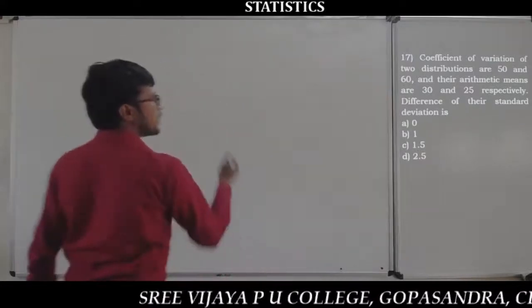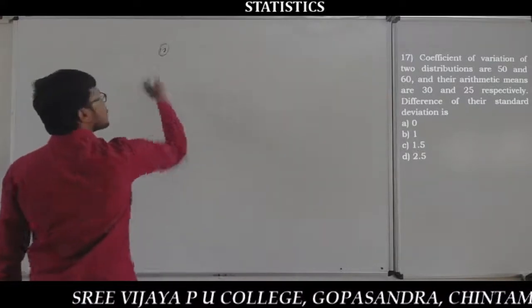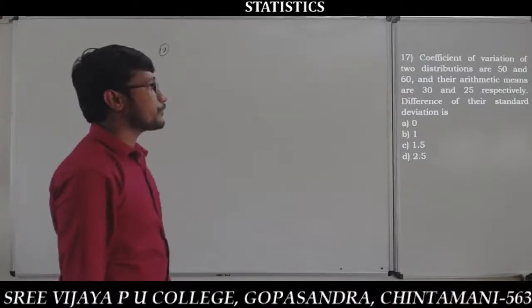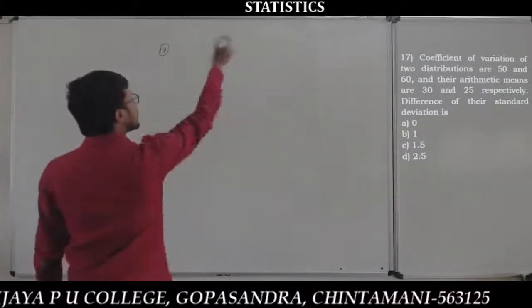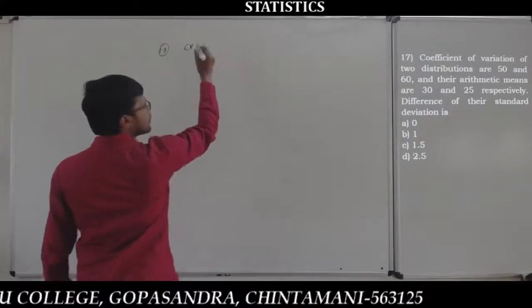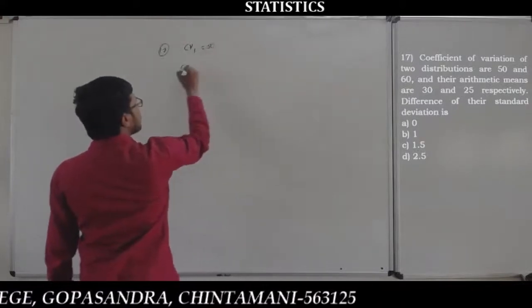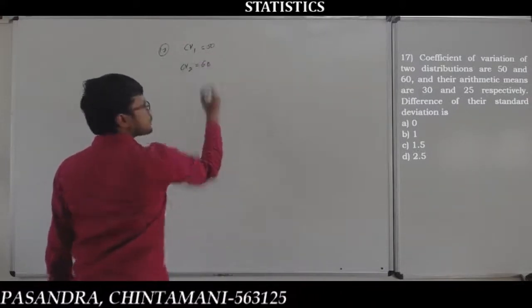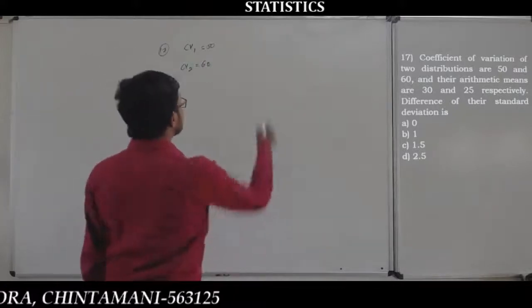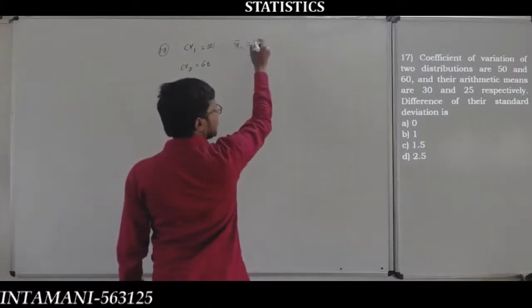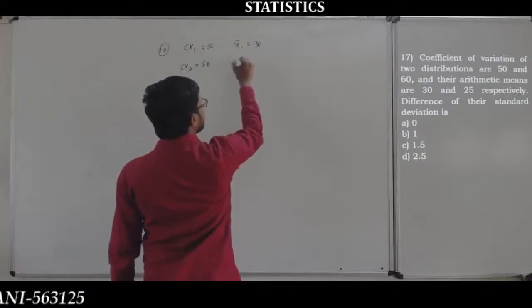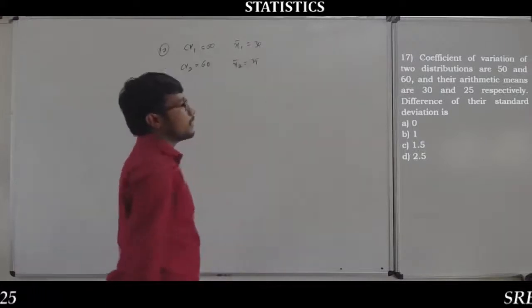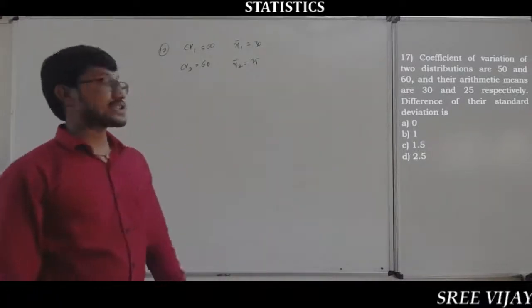So next, 71. Coefficient of variation of two distributions are, let us take as CV1 and CV2. Coefficient of variation of the first is equal to 50. Coefficient of variation of the second distribution is equal to 60. And the arithmetic means are x1 bar equals 30 and x2 bar equals 25 respectively. What is the difference of the standard deviation?